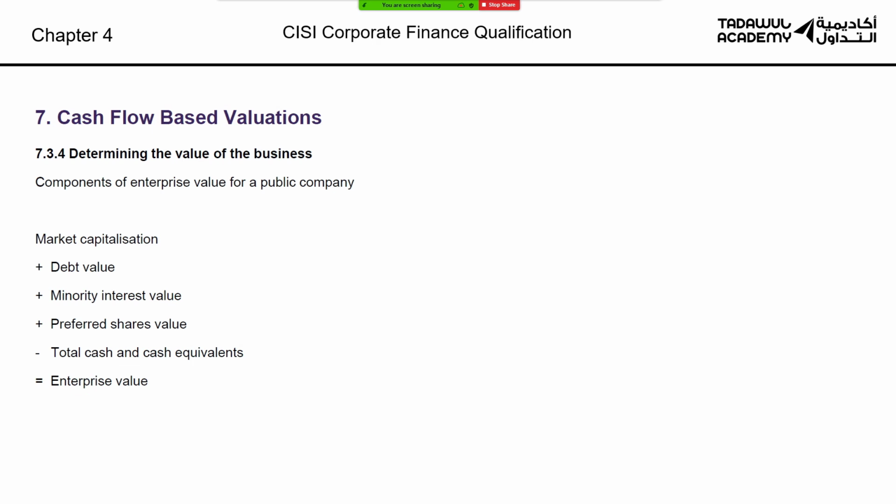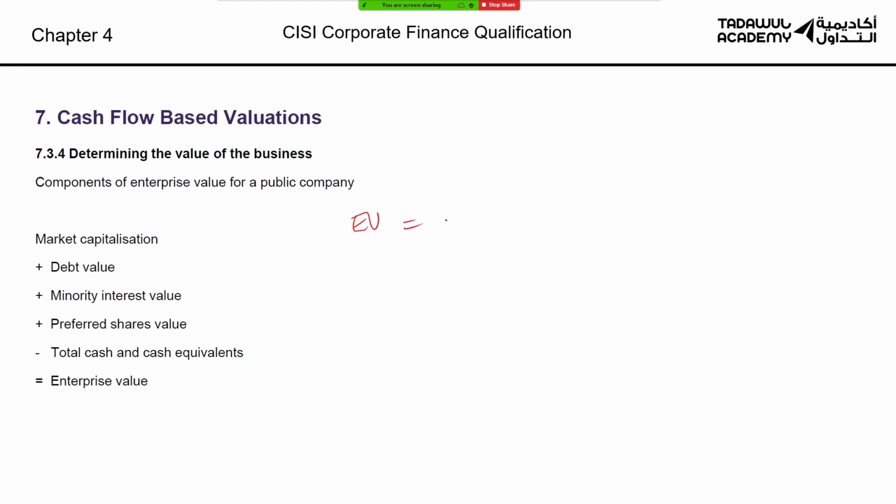Cash flow based valuations, just like we said at the beginning: in order for you to arrive at the enterprise value for a company, you look at the value of the equity and the value of the debt. Remember, you need to make certain adjustments. For the equity, if there is a minority interest, you have to take it into consideration. If there are some preference shares, you have to take them into consideration. For the debt, you take the total debt value, but you have to remove the cash. So we've covered this before.